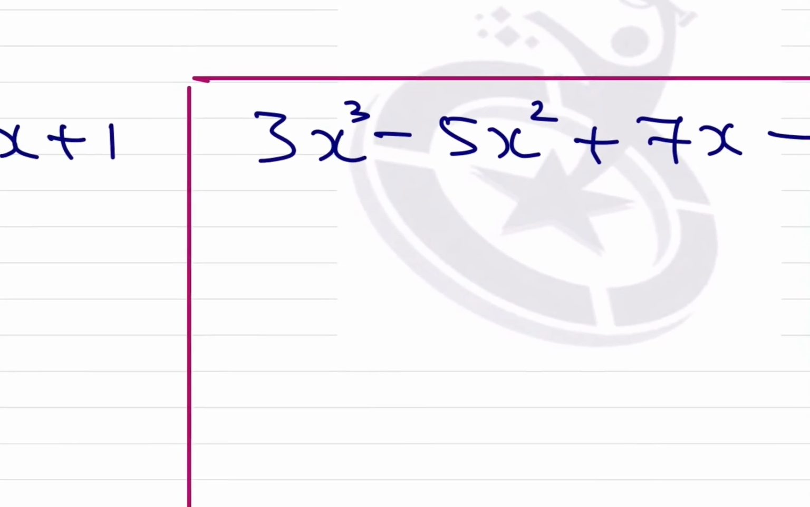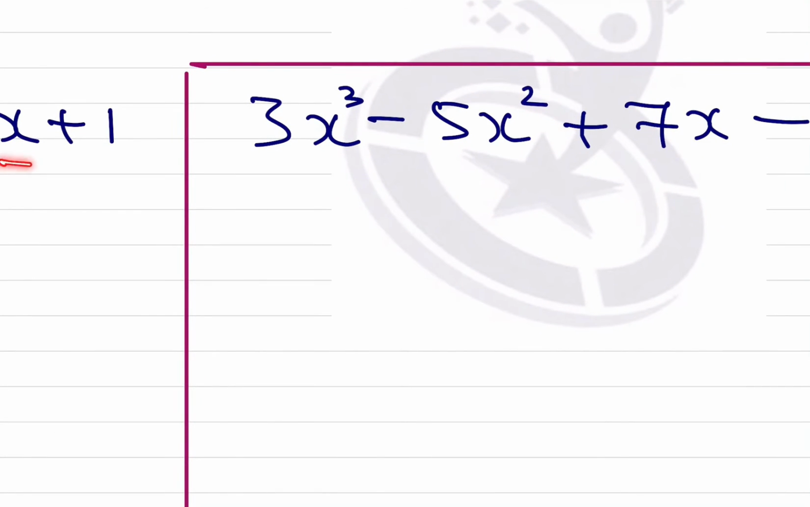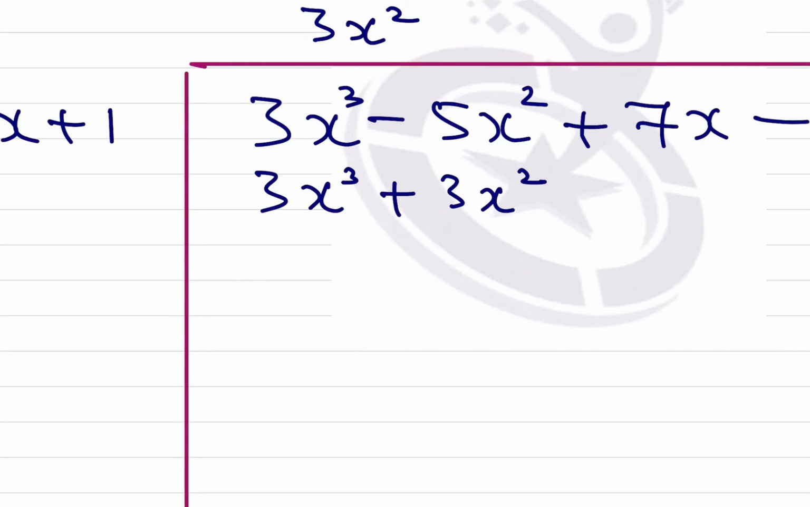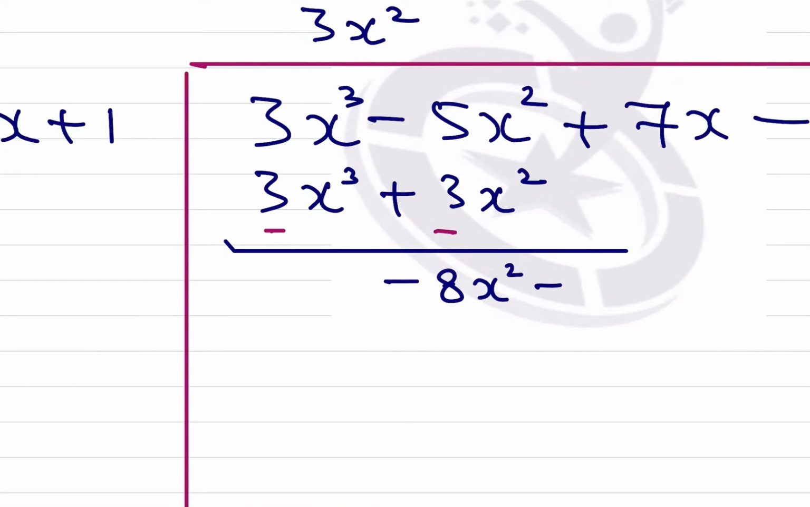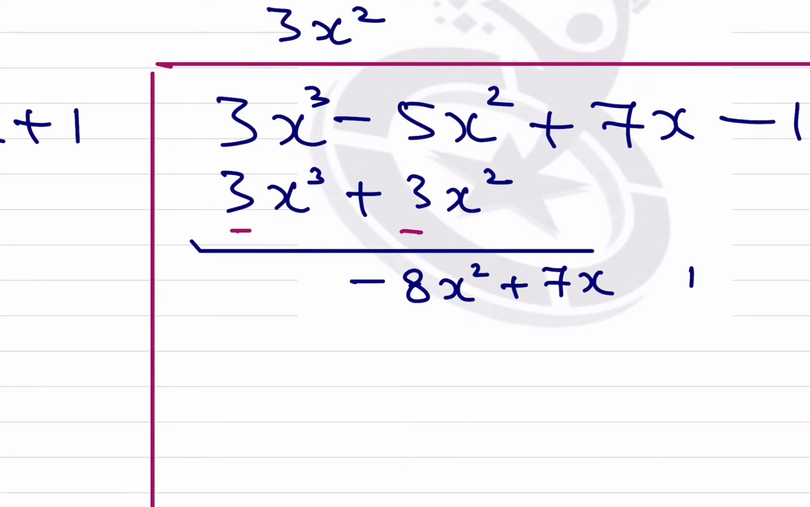The first term, x, to make it 3x cube you have to multiply by 3x square. Okay, so let's keep deciding the quotient here. 3x square, you multiply by 3x square, then 3x cube will get cancelled. We have 3x cube and 3x square into 1 becomes plus 3x square. Now you got to subtract them. So when you subtract them, the sign will change. This becomes minus and this also becomes minus. So 3x square minus 3x square gets cancelled. Minus 5x square minus 3x square becomes minus 8x square plus 7x minus 11. Right?